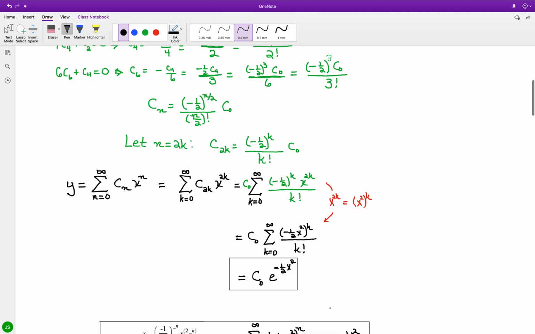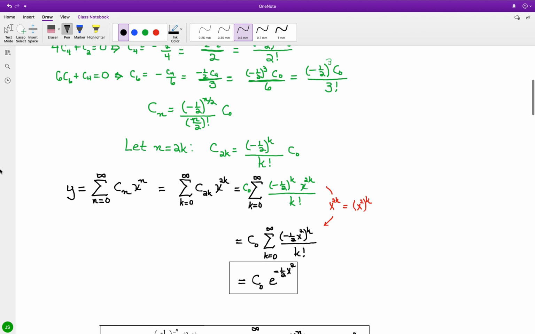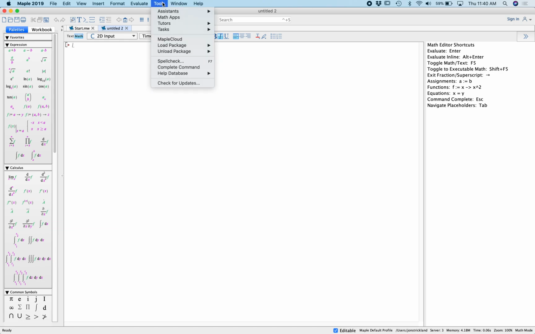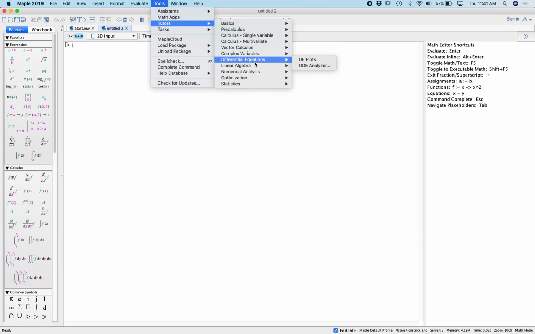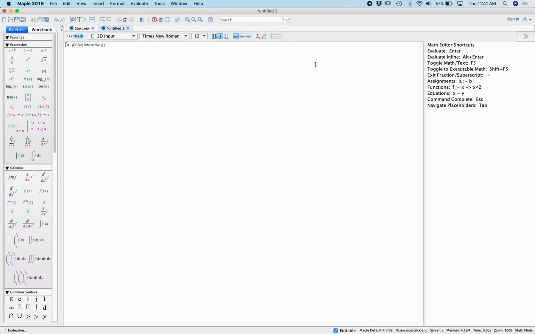All right, now taking what we have in reference to Maple, utilizing, going to Tutors, Differential Equations, ODE Analyzer.